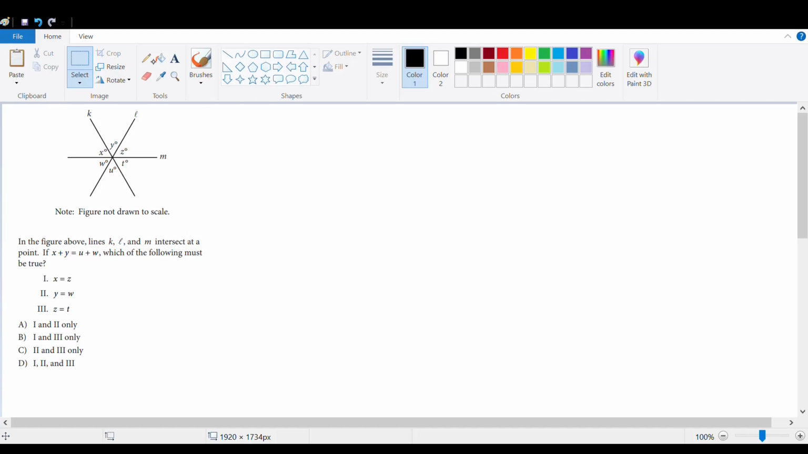So let's take a look at this question over here. In the figure above, lines K, L, and M intersect at a point. If x plus y equals u plus w, which of the following must be true? Well, let's just write out all the information that we know.